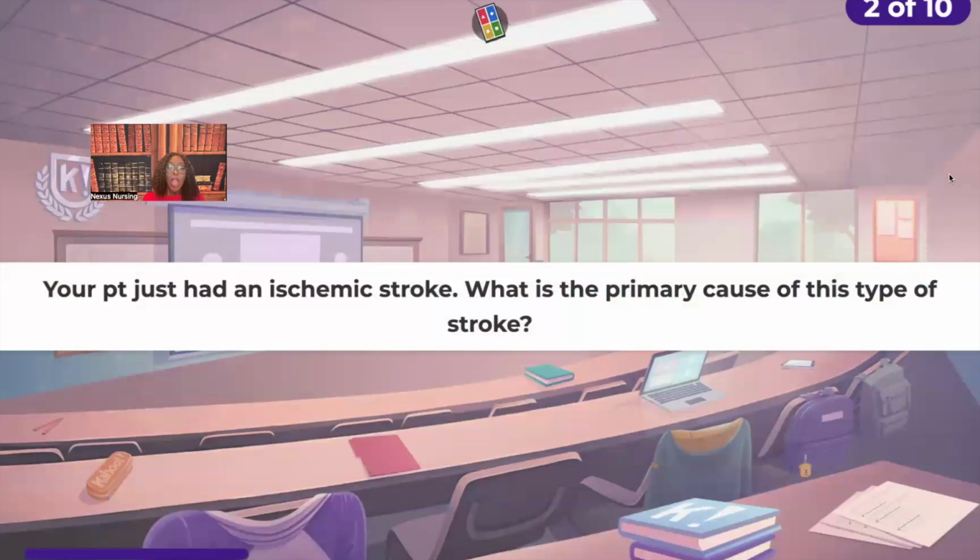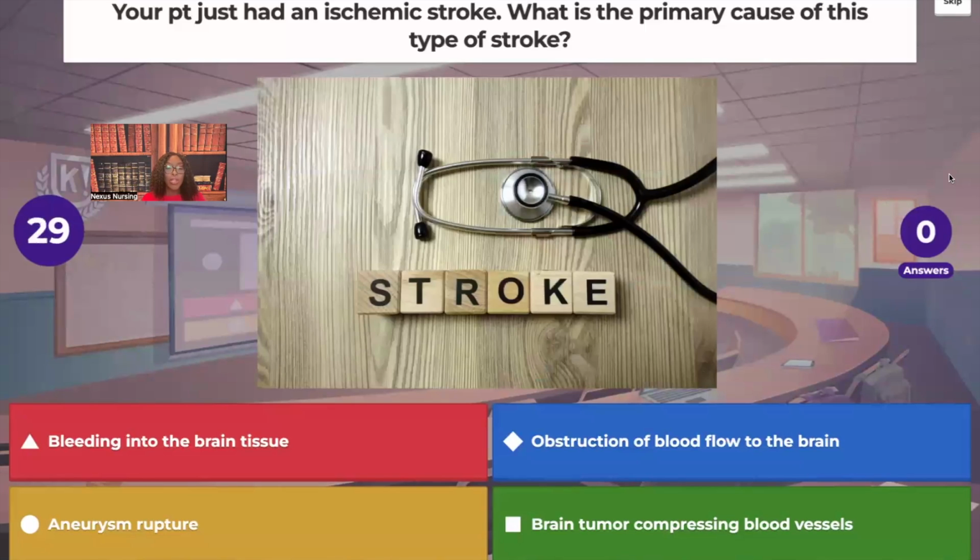Question number 2. Your patient just had an ischemic stroke. What is the primary cause of this type of stroke? Would it be bleeding into the brain? Would it be obstruction of blood flow to the brain? Would it be aneurysm rupture? Or would it be brain tumor compressing the blood vessel?